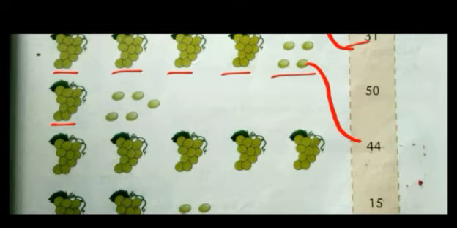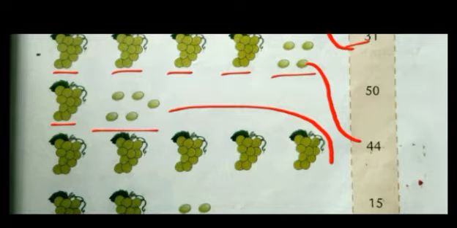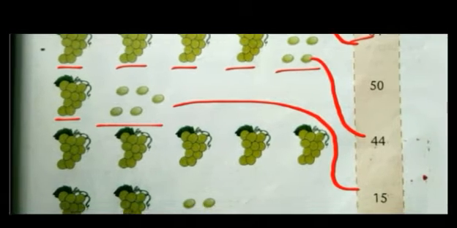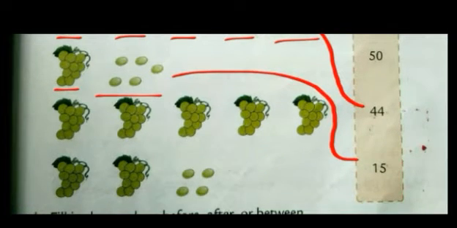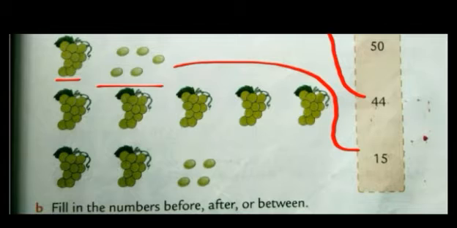10 and 5. So what is 10 plus 5? 10 plus 5 is 15. So we need to match it with the number 15. This is the way how you add the bunch of grapes with the number given here. Now see the next one.